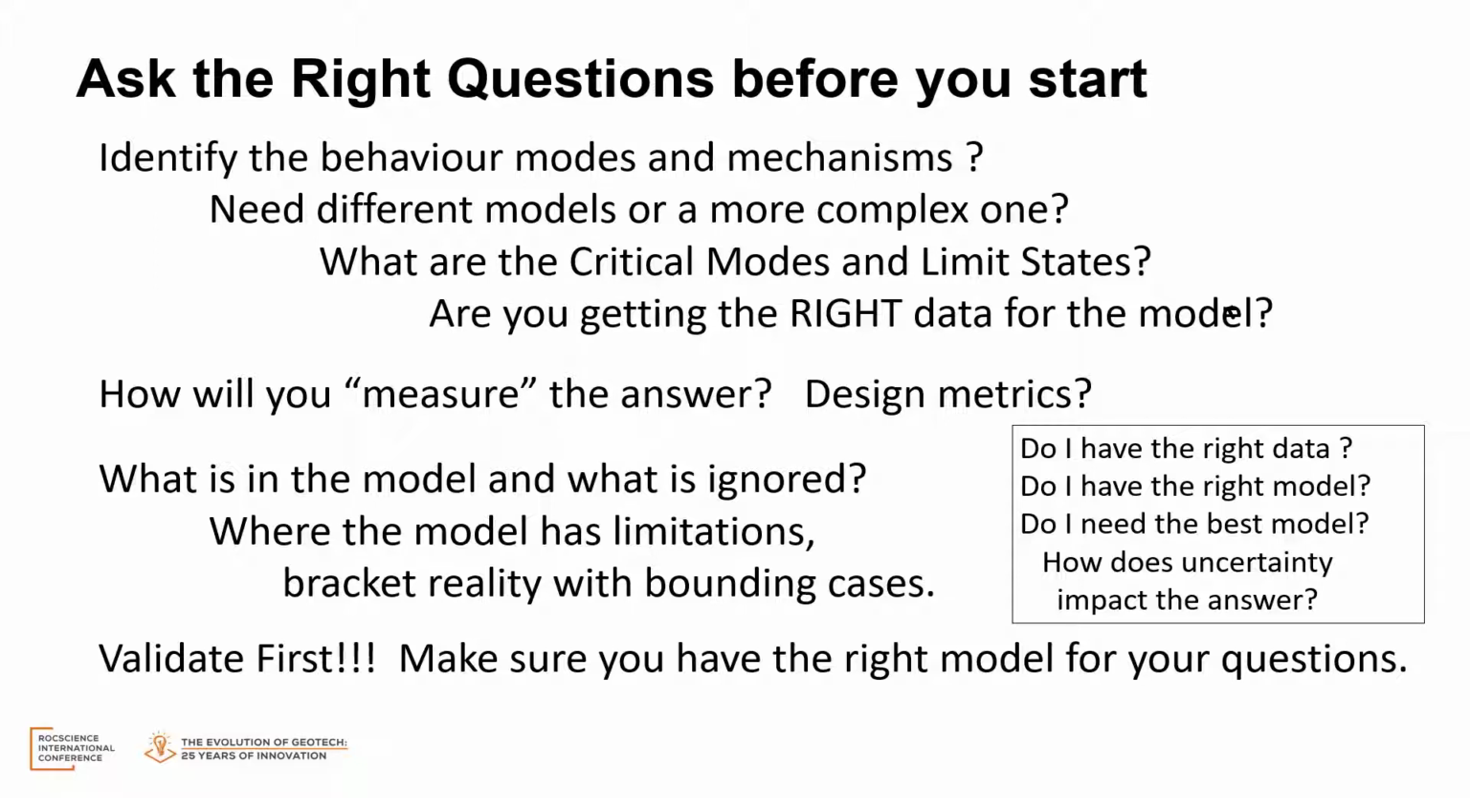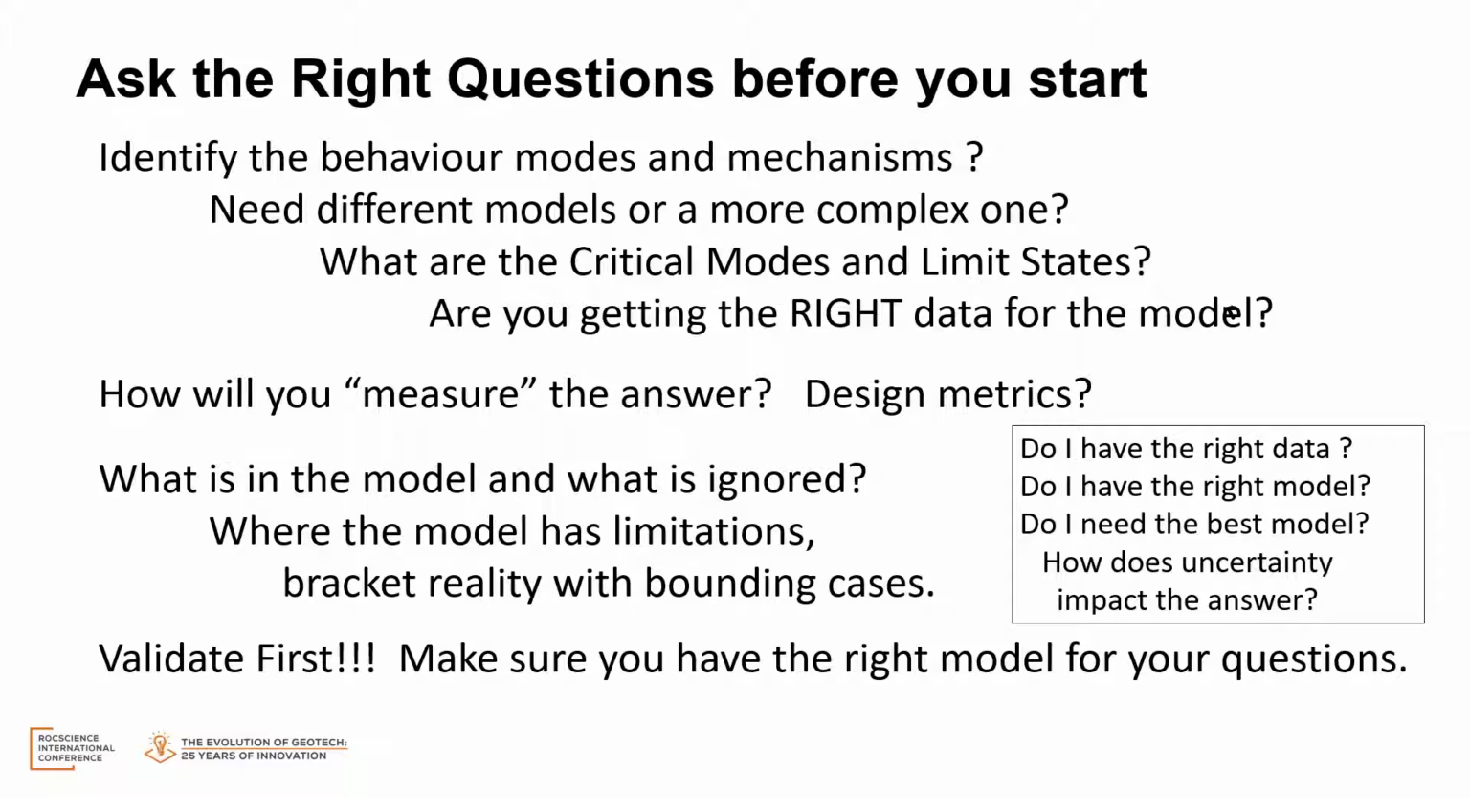And one of the things that's a bit of a problem when these models get very complex is how will you measure your answer? I mentioned pillars. How do you know that the pillars are still performing a useful function, even though they may indicate yield, there may be some deformations? Closure in rock engineering is actually a tool that we use to allow the rock to support itself. But how much is too much? What are your design metrics? What is in the model and what is ignored?